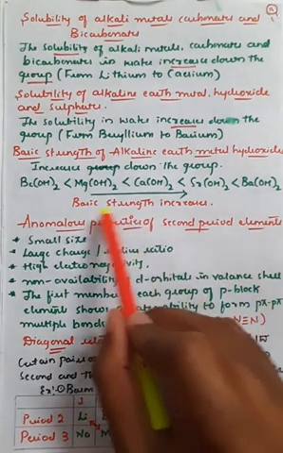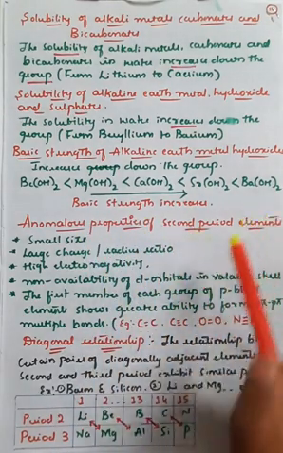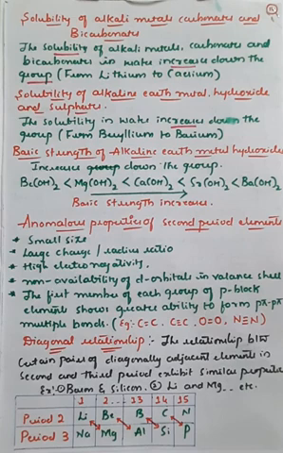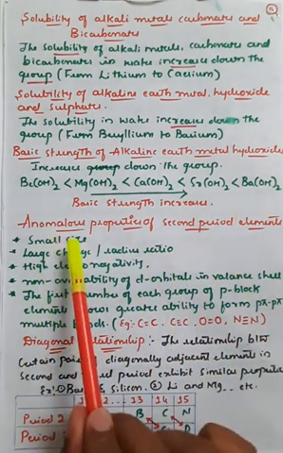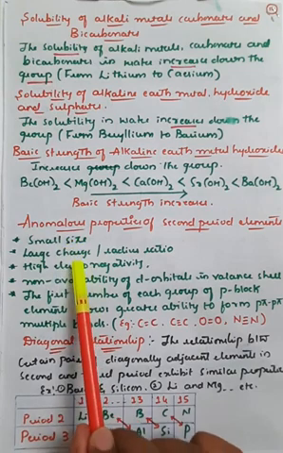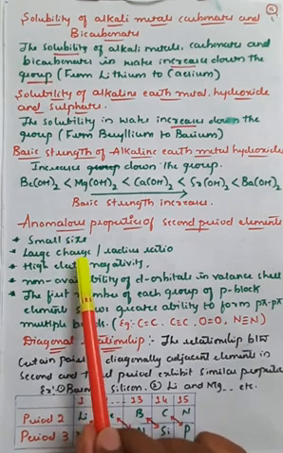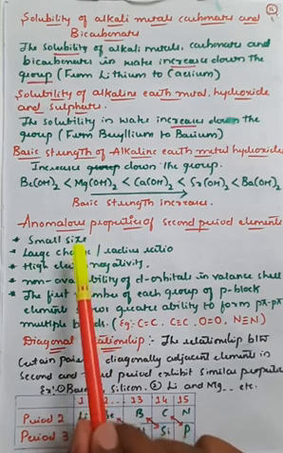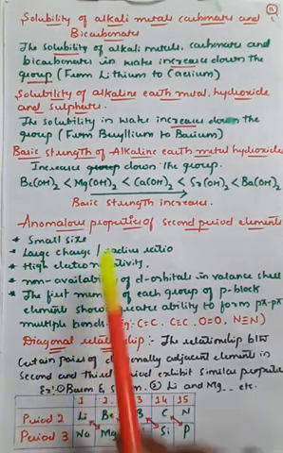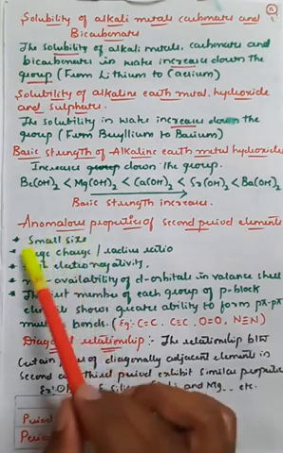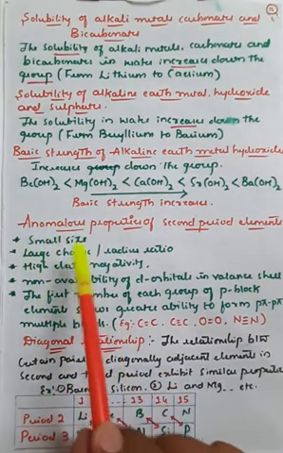And further, if you go for the anomalous properties of the second period elements, which means the different properties or exceptional characteristics of second period elements. The first important thing is they have a smaller size and larger charge, right? Whenever the size is small, the charge will be large. Size means we are talking about the atomic radii. The atomic radii of these elements are very small, right?